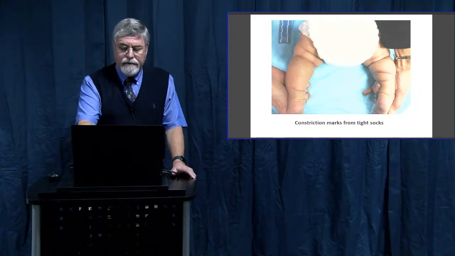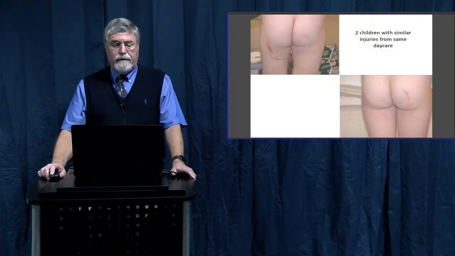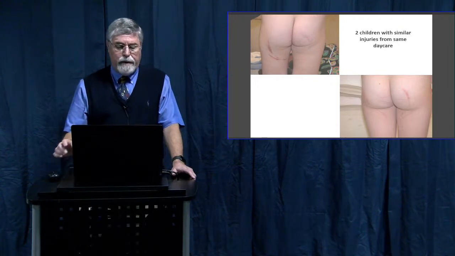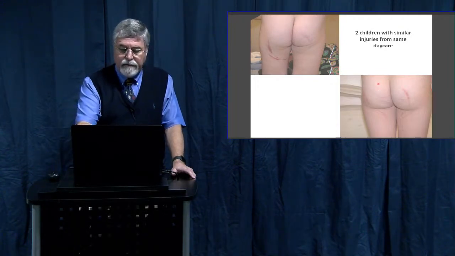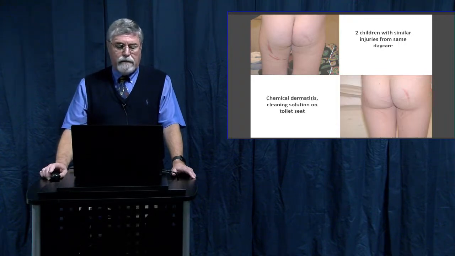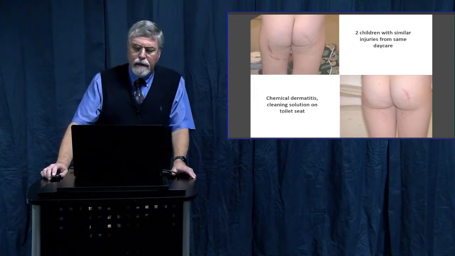This child has these marks on the legs, and it turns out the socks were too small for them. This is a famous case where a child came home from daycare. The mother went to give her a bath. She had this injury on her buttocks. When they investigated, after it was reported, they had 2 other children with similar injuries, and they were cleaning the toilet seat with undiluted Clorox and not rinsing it off.